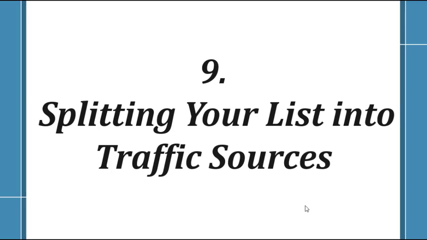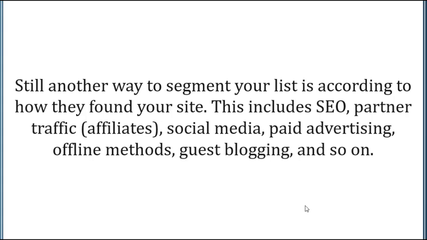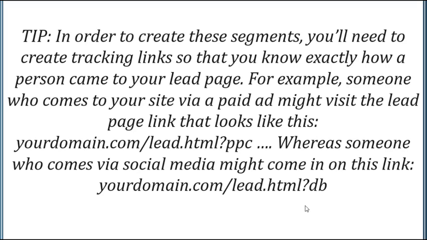Next up, splitting your list into traffic sources. Now, still another way to segment your list is according to how they found your site. This includes SEO, partner traffic or affiliates, social media, paid advertising, offline methods, guest blogging, and so on. Now, in order to create these segments, you will need to create tracking links so that you know exactly how a person came to your lead page.